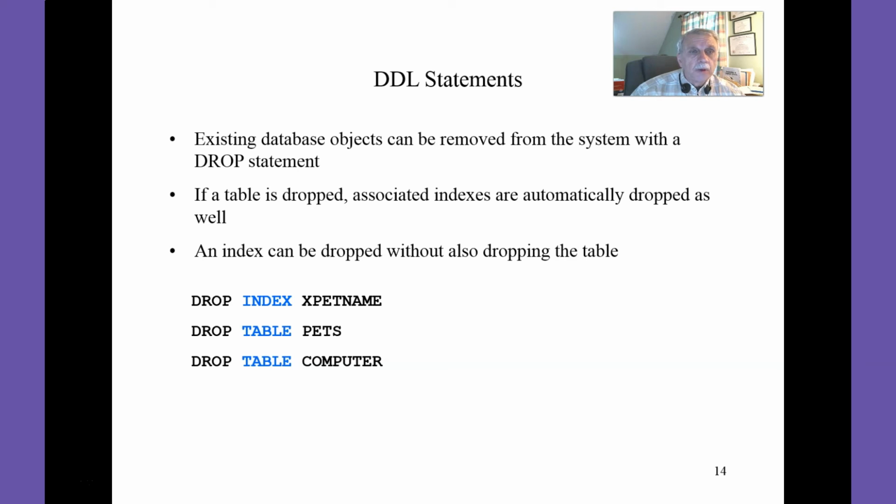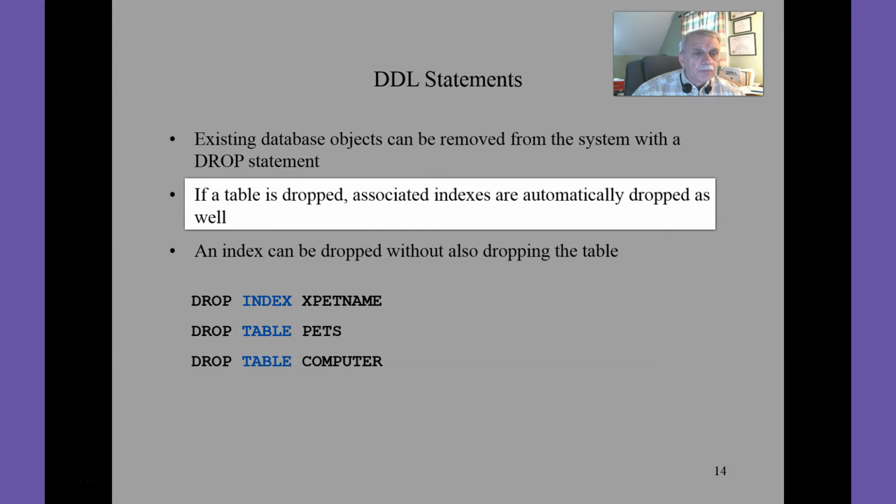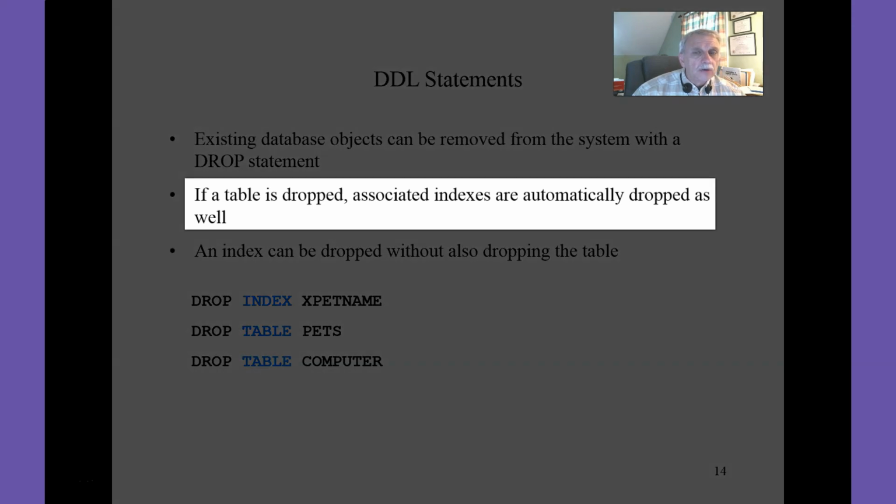Existing database objects can be removed from the system by executing the drop statement. But remember, we talked about a dependency or an association between a table and an index. So could we remove an index and keep the table? Could we remove a table and keep the index? Let's consider this for a moment. If a table is dropped, the associated indexes are automatically dropped. Obviously, the indexes have no value if the table is gone, because remember, they provide input to where something is located within the table. If the table ceases to exist, what good is the index?